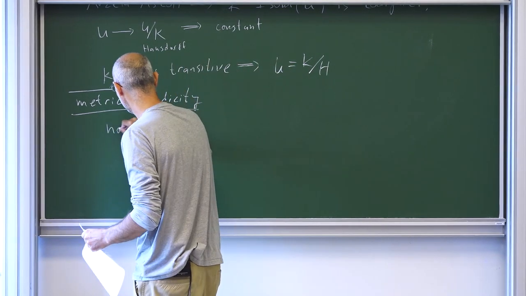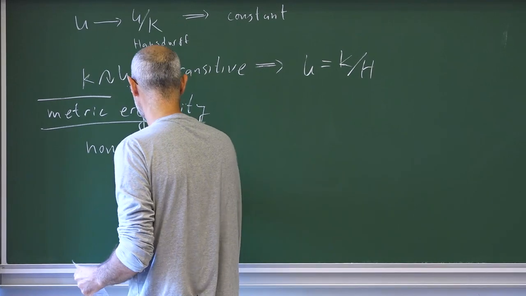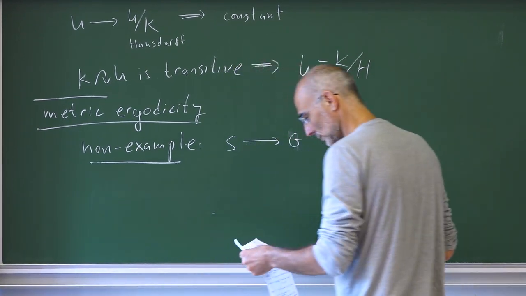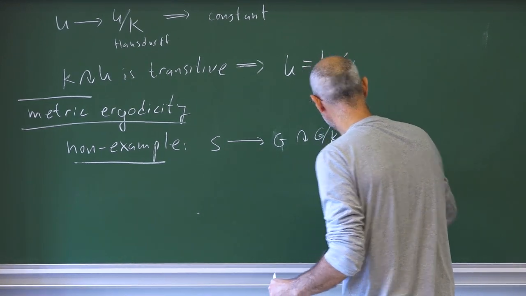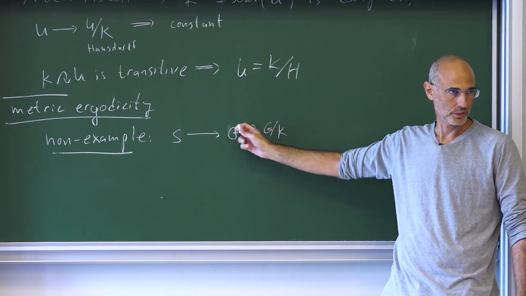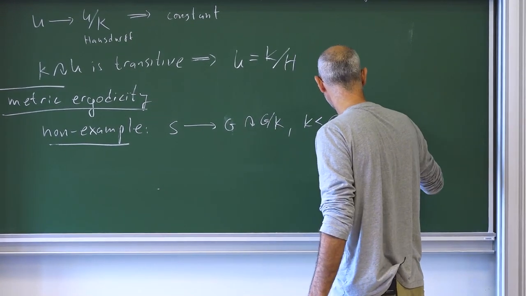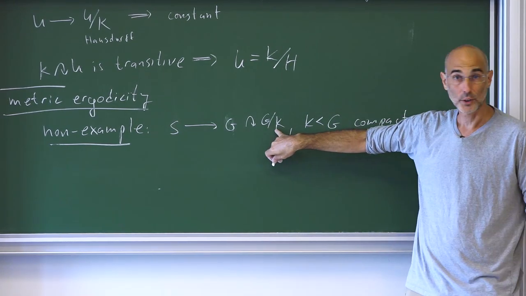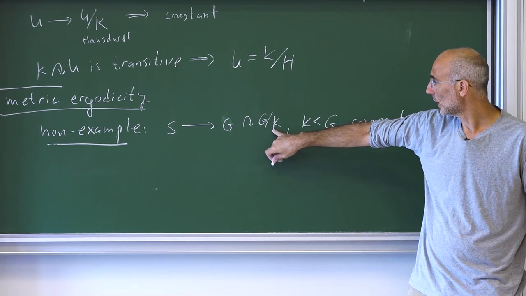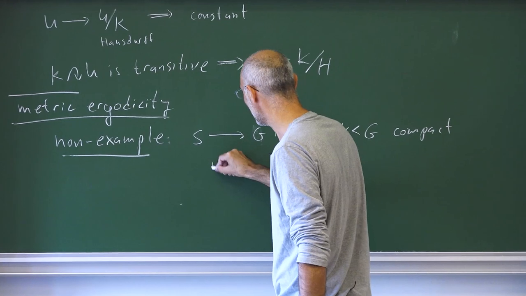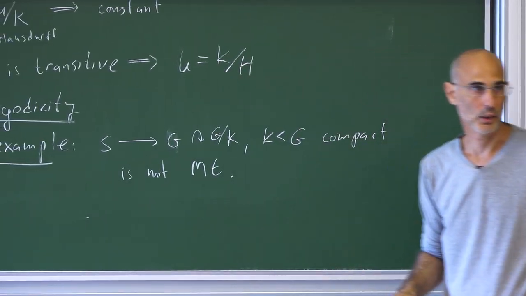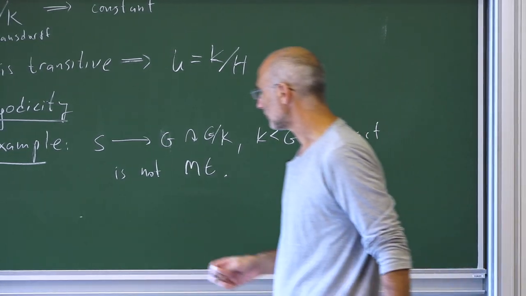Let me start with a non-example. If I map S to G, and G acts on G mod K, I said that I preserve G to be our algebraic group, but this is in general. If K is a compact subgroup of whatever locally compact group, then on G mod K I have a G-invariant metric structure. This is not ME. ME means metrically ergodic.